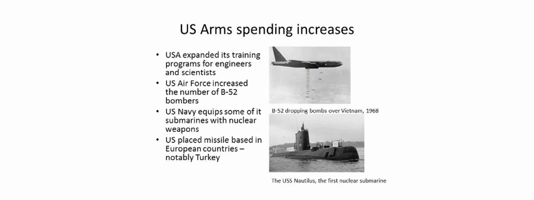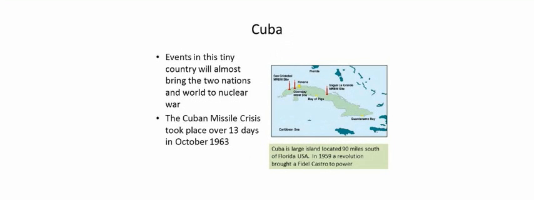That is, in missile bases in other countries, notably Turkey. Why would Turkey be a problem? We'll soon see. Well, in response, events in one of America's closest neighbors, Cuba, begin to bring the two nations in the world closer and closer to nuclear war. The Cuban Missile Crisis, which will take place over 13 days in October 1962.